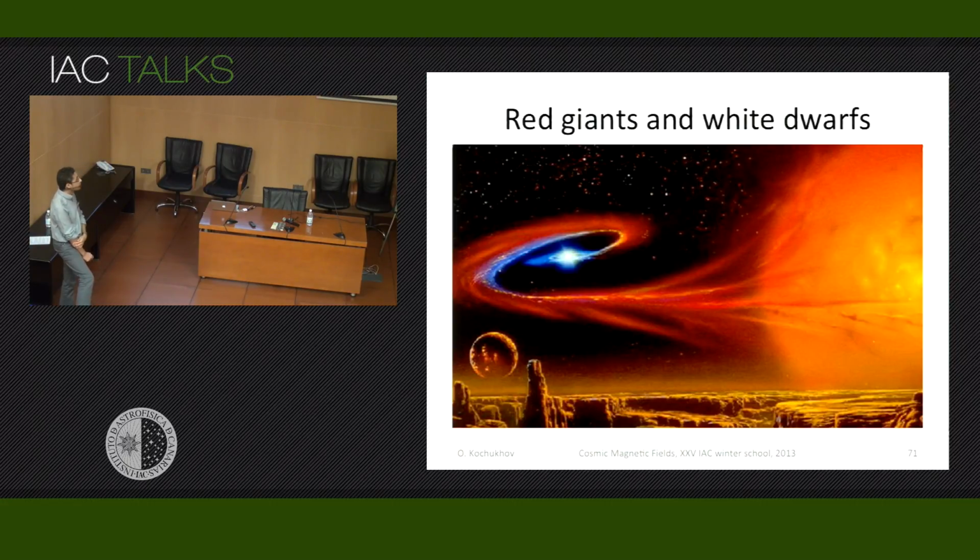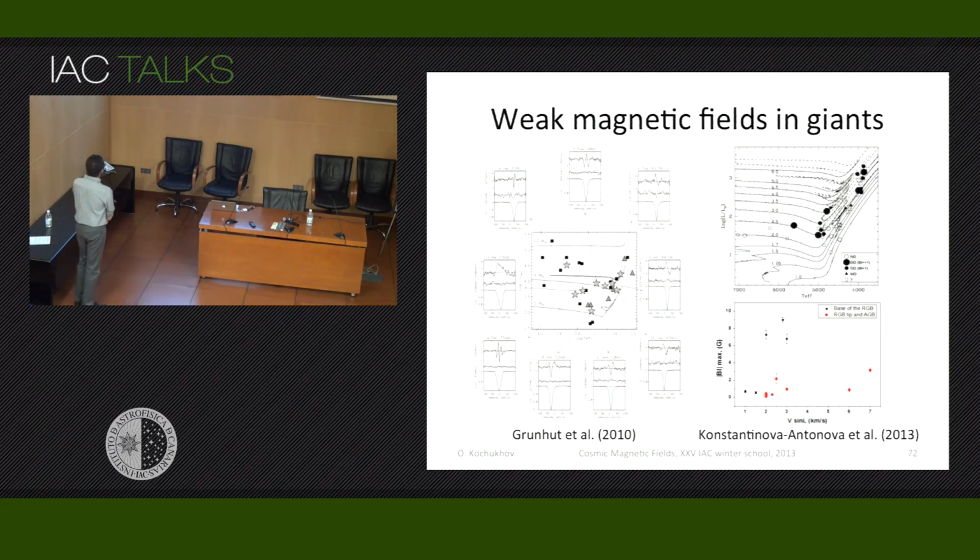Now, in the final 15 minutes, I will depart from the main sequence and say just a few words about white dwarfs and giant stars. So for the giant stars, the investigations trying to detect fields have only been going on for the last 2 or 3 years. And there is no coherent picture so far, but it is possible to detect magnetic fields in high mass giants. So this is an example of such detections.